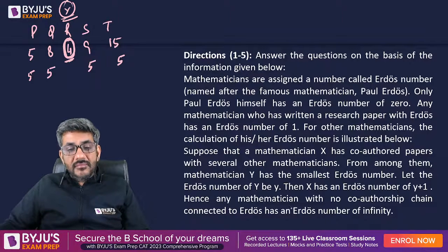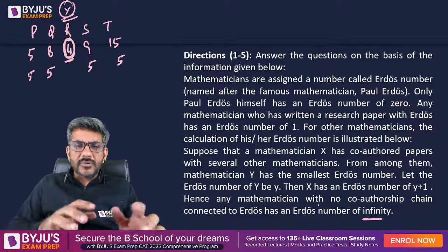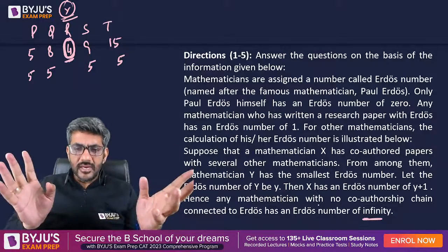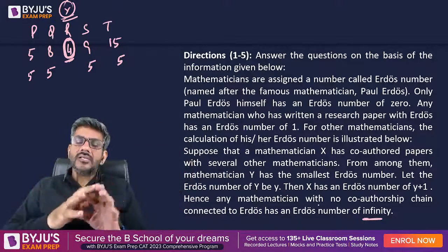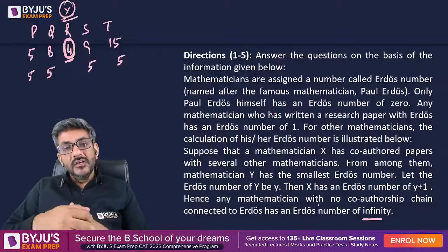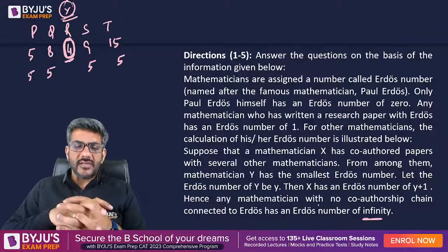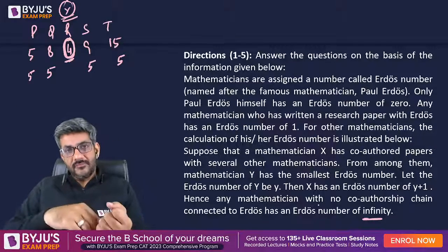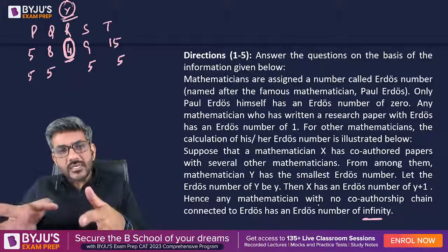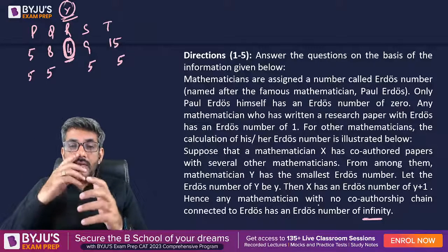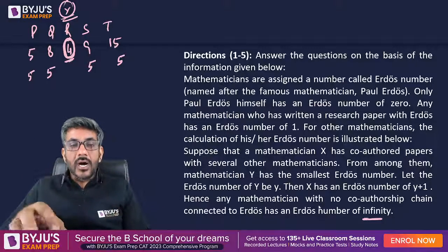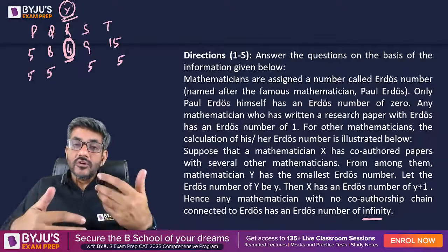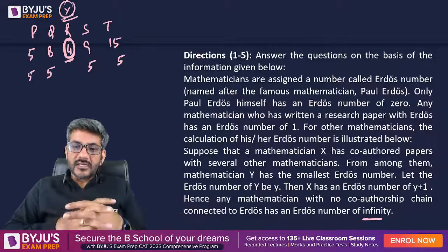Hence, any mathematician with no co-authorship chain connected to Erdos has an Erdos number of infinity. So if there is a person who has never co-authored a paper with anyone who has an Erdos number, he would always be considered infinity because we don't know his Erdos number. The day he co-authors with someone, we will see his Erdos number, and that would depend upon the smallest Erdos number among the people with whom he has co-authored. I hope this point is understood by all.